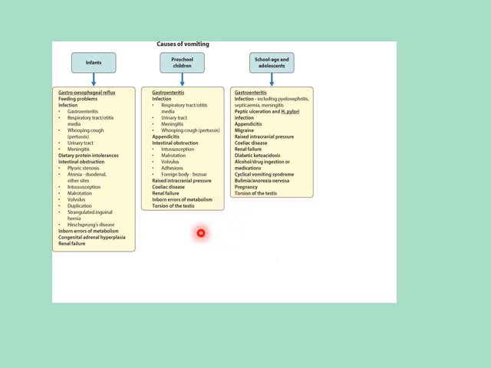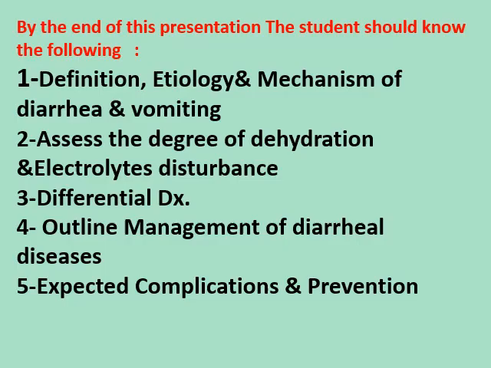Or inborn errors of metabolism, especially if nothing was abnormal before and it starts recently with vomiting, or following an attack of upper respiratory infection, the child develops vomiting and acidosis, failure to thrive, you may think of inborn errors of metabolism.